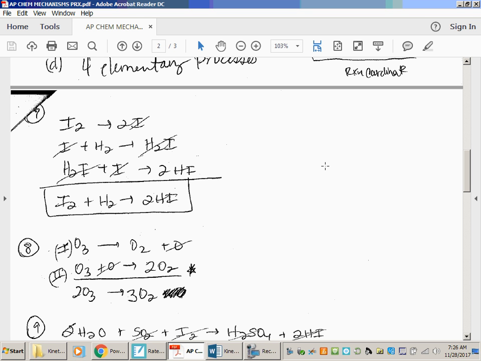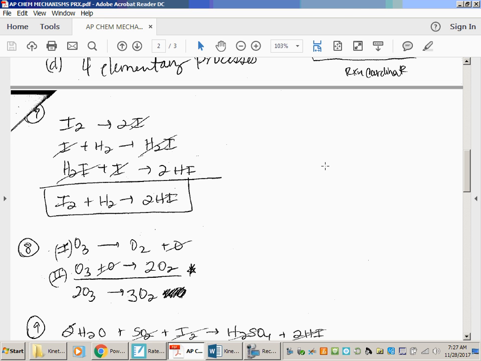Okay, I'll show you this one. So on this one, you had an intermediate of the iodine singlet. You had another intermediate of the H2I. And then, since there were 2 I's, you can cancel out this one and this one, leaving you overall the full reaction being iodine diatomic plus hydrogen diatomic yielding 2 HIs. Okay, another one?